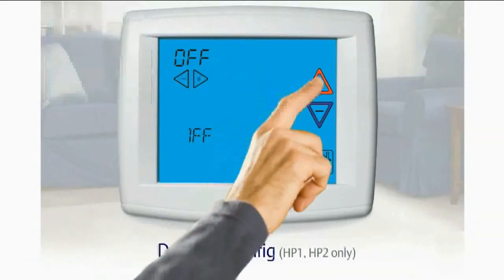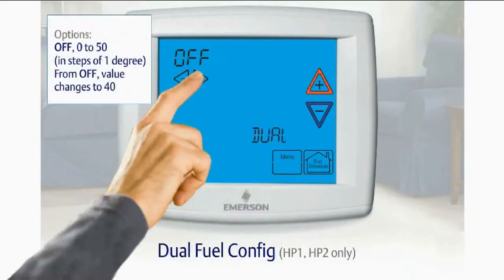Menu item 10, dual fuel configuration. When condenser is heat pump and indoor heat is gas and outdoor sensor is connected, a selection from 0 to 50 in 1 degree increments is available. The auxiliary fossil fuel system is enabled and the heat pump is disabled when the outdoor ambient temperature is at or below the selected temperature.